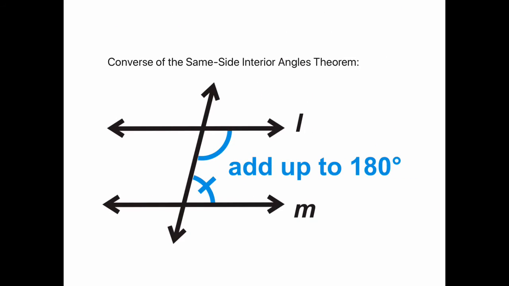The same thing happens with the same side interior angles theorem. The theorem itself says that this angle and this angle have to add up to 180 if the lines are parallel. The converse says that if these two angles add up to 180, then the lines are parallel. So the theorem starts with the lines being parallel and tells us that the angles add up to 180. The converse flips that around. If the angles add up to 180, then the lines are parallel.